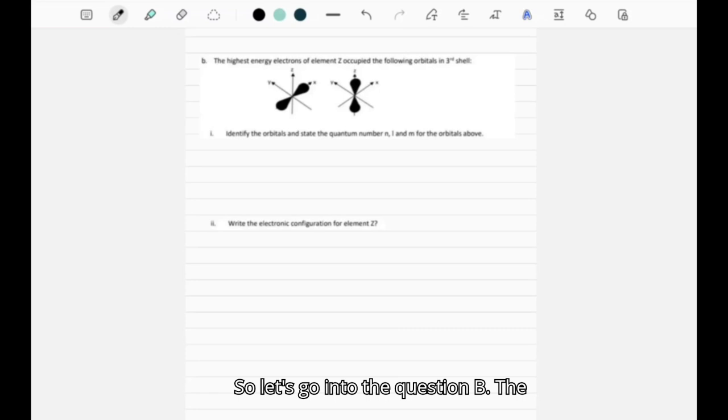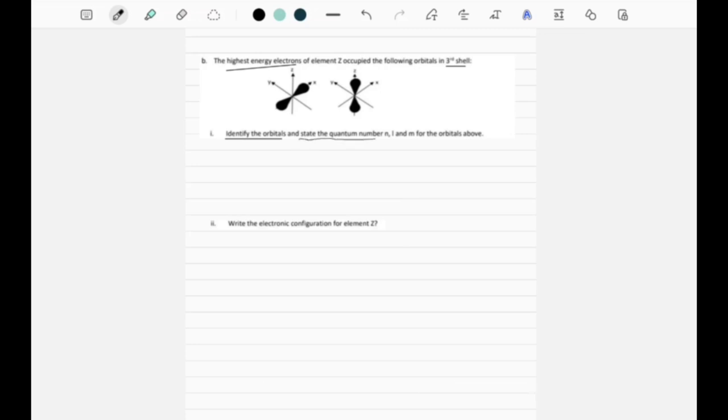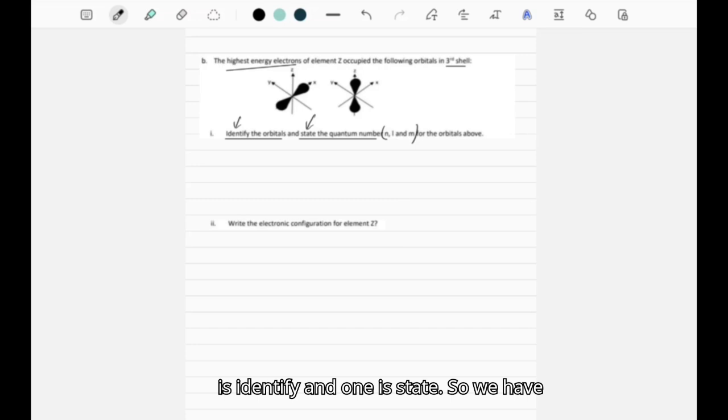So let's go into question B. The question states that the highest energy electron of element Z occupied the following orbitals in the third shell. Identify the orbitals and state the quantum numbers n, l, m for the orbitals above. So there are two questions in one: one is identify and one is state. So we have to list down two answers.